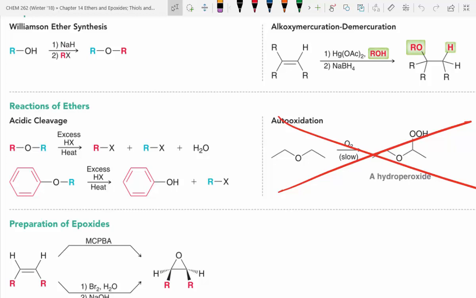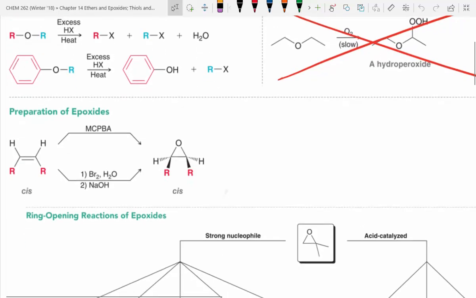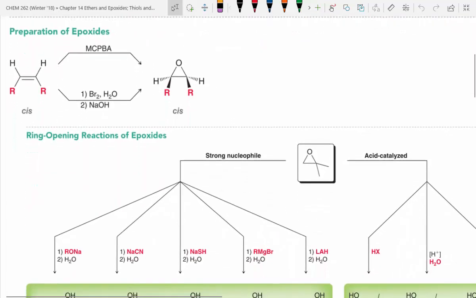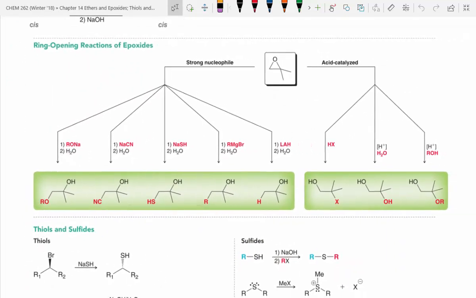Pretty easy. And then we said with ethers, you can treat it with super duper strong acids, so HBr, HI, and cleave the ether into two alkyl halides. Or you can do the same thing with aromatic ethers as well. I skipped the full auto oxidation section just because it's a little bit confusing and not synthetically useful. And then we talked about preparing epoxides either by using MCPBA or doing the halohydrin reaction followed by the intermolecular SN2. The other thing we went over was the chemistry of ring opening epoxides.